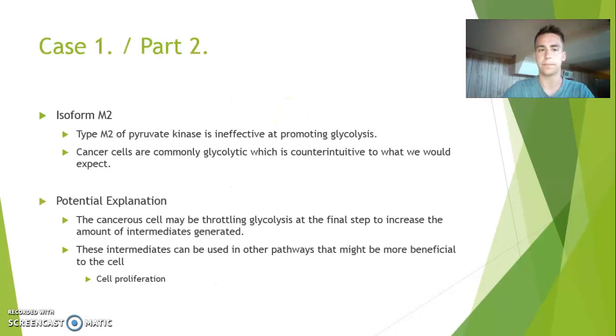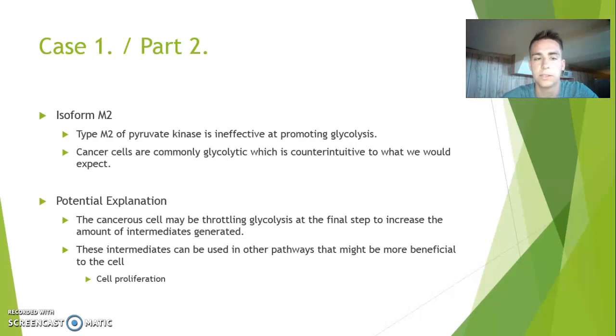I move into the second part of Case 1, which is in relation to the isoform M2. Type M2 of pyruvate kinase is ineffective at promoting glycolysis, as mentioned earlier. And in the question, this is intuitive. This is mainly because if you have a cell, like a cancer cell, that's actively trying to proliferate, grow, and expand as quickly as possible, you're going to expect increased needs within the cell, especially because glycolysis is an extremely critical and essential pathway for most cells that undergo glycolysis.